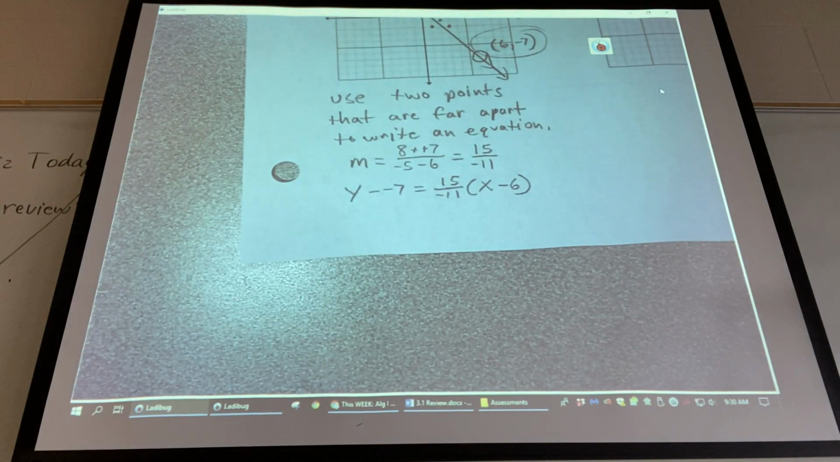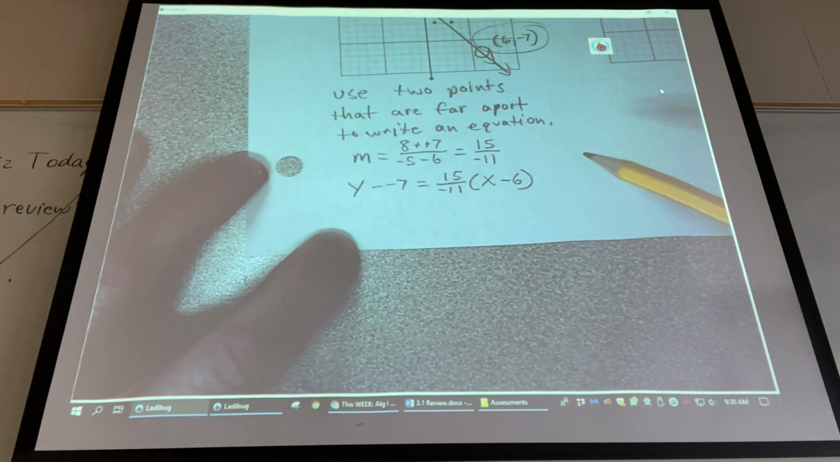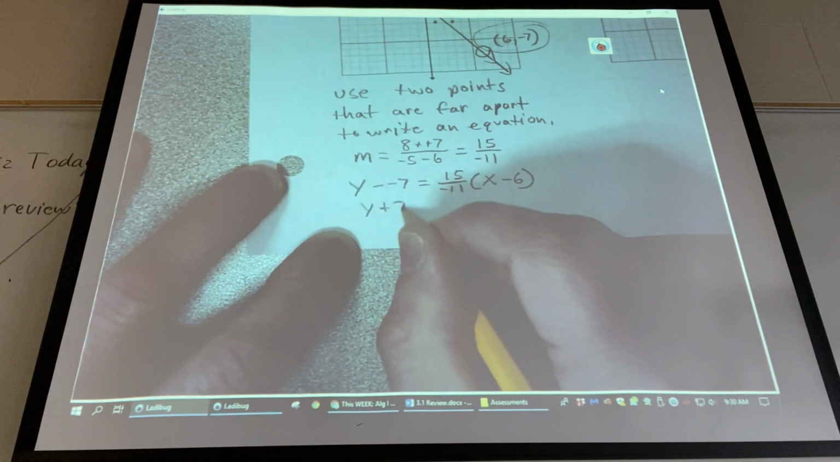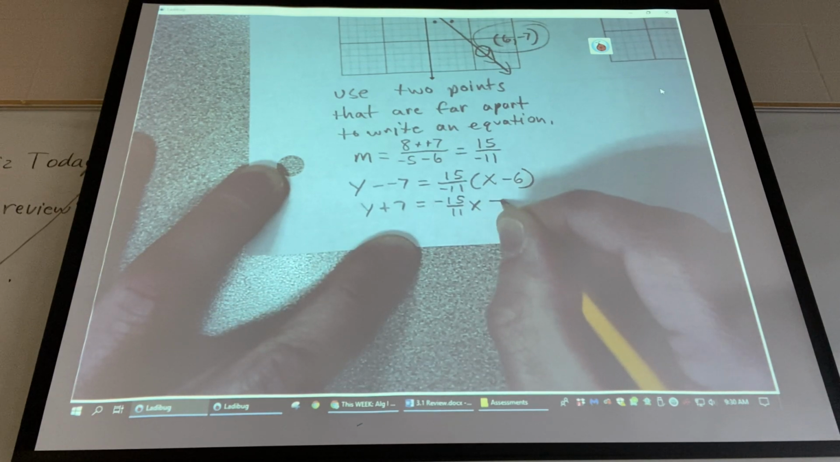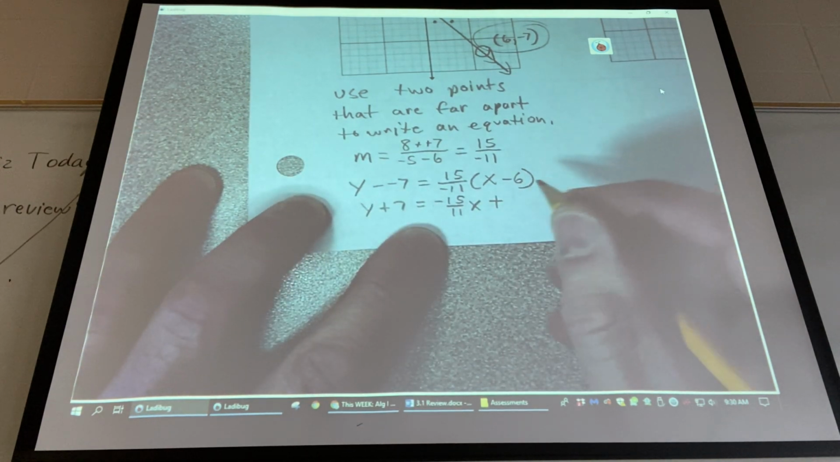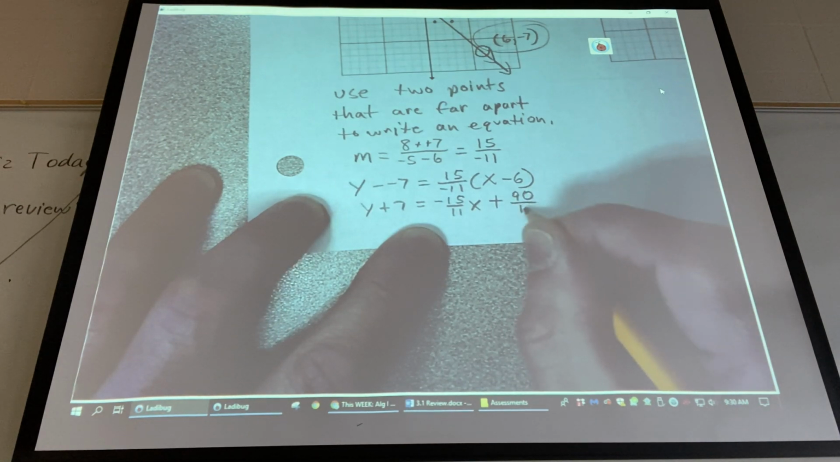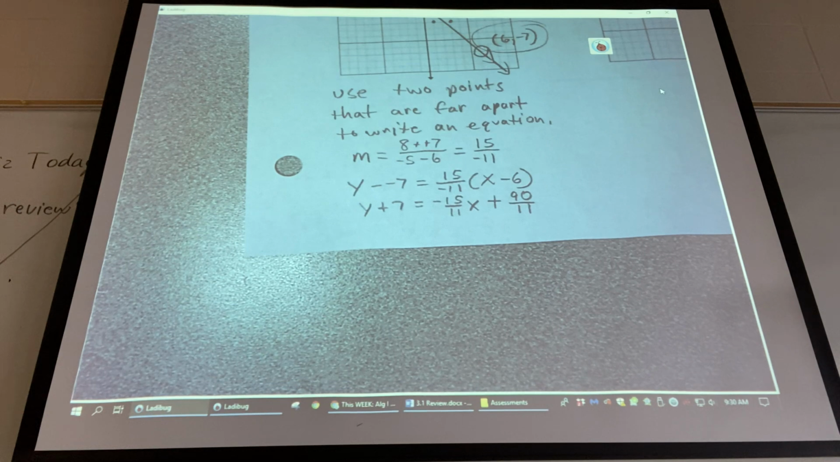And then we want to write this in what format? Y equals mx plus b. Yep. We're going to write this in slope-intercept form. And it may be messy, it may not be. It depends. Looks like it's going to be a little fraction-y, isn't it? I got negative 15 over 11x plus, I just multiplied that 6 with the 15 and got 90. So it's 90 over 11.